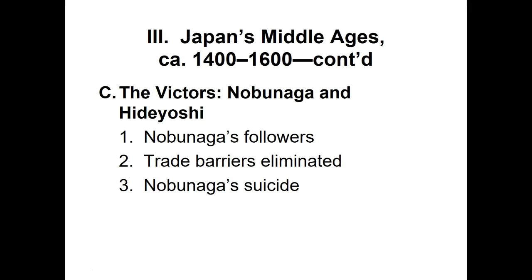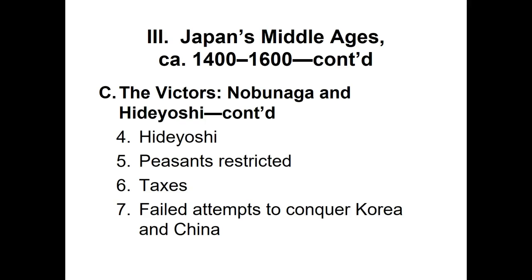Oda Nobunaga is the first real powerful daimyo, and he will recruit his followers from samurai. Japan begins to grow, but he is eventually forced to commit suicide when he is replaced by Hideyoshi. He will succeed in power. He offers many of the other daimyo land.